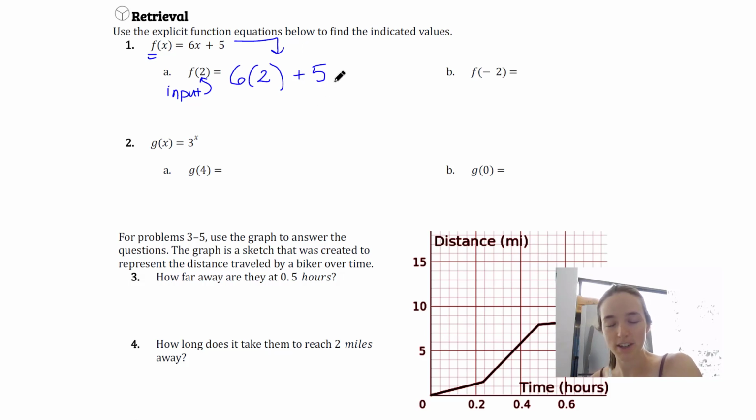Now I'm going to think about PEMDAS. I'm going to do multiplication first. 6 times 2 is 12. And then I can add and get 17.